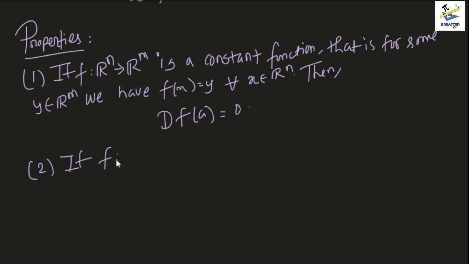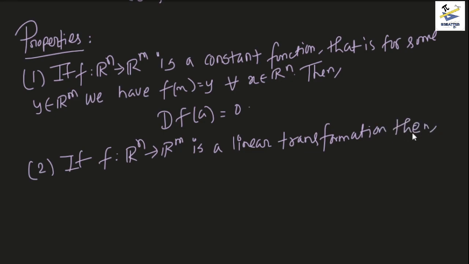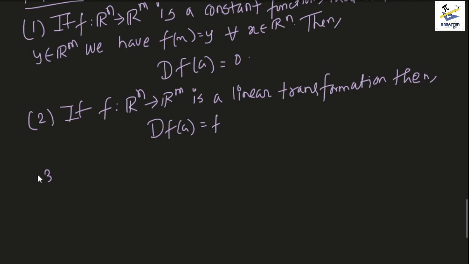If f from R^n to R^m is a linear transformation, then d of f at a is basically f, right? Okay. Number 3.